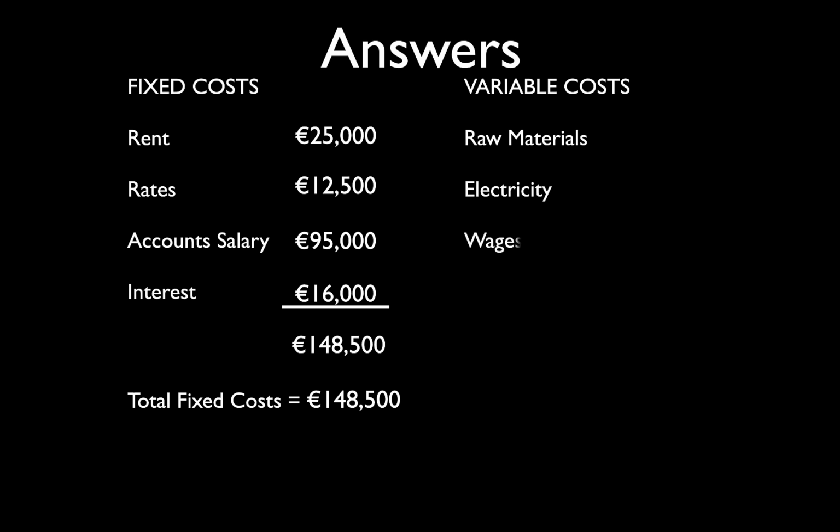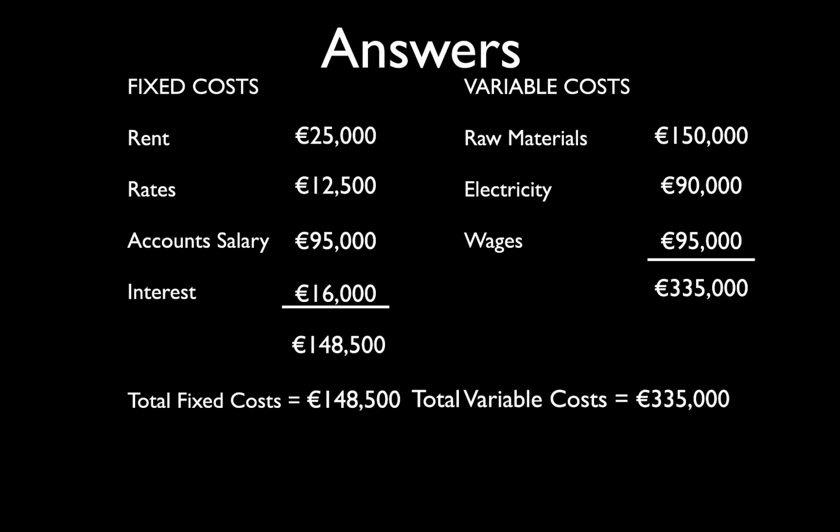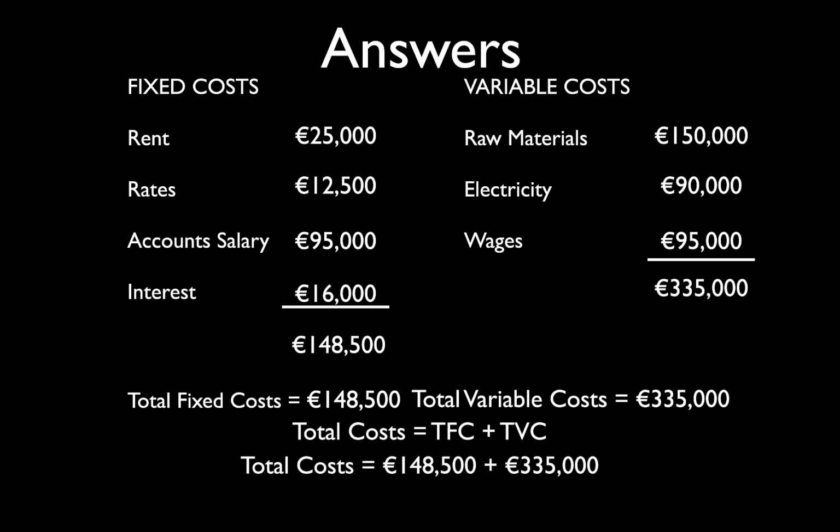Then we go on to the variable costs, and what we have are raw materials, our electricity, and our wages. We add up all of those, and we find our total variable cost is €335,000. Well, we know that our total cost equals total fixed plus total variable cost. So we add up these two and we get a total cost of €483,500.